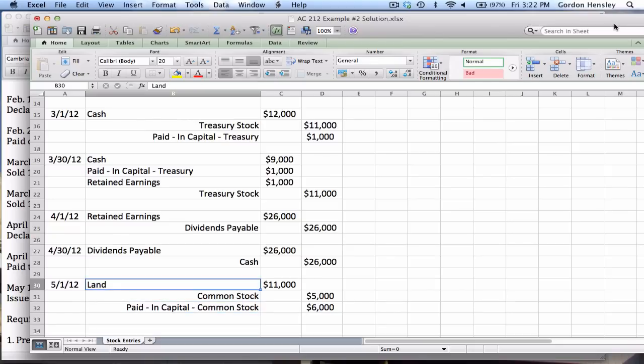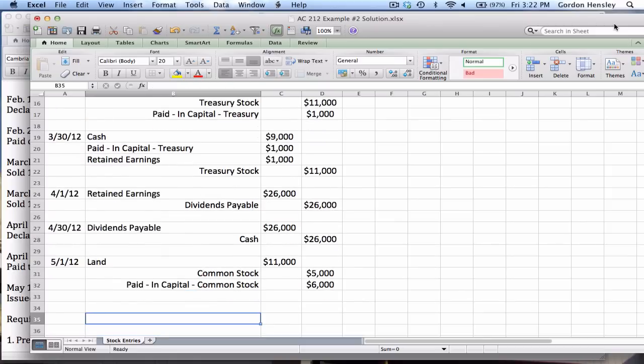So that shows you that sometimes we trade our stock for an asset. And if another company has an asset that we want and they're willing to take our stock for that, we can do that. We'll execute a trade and then record that as an entry. So that completes this example on corporate stock.